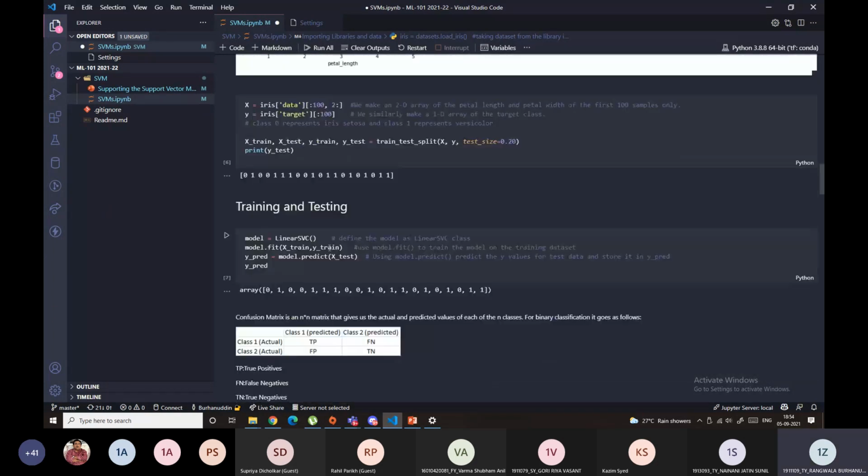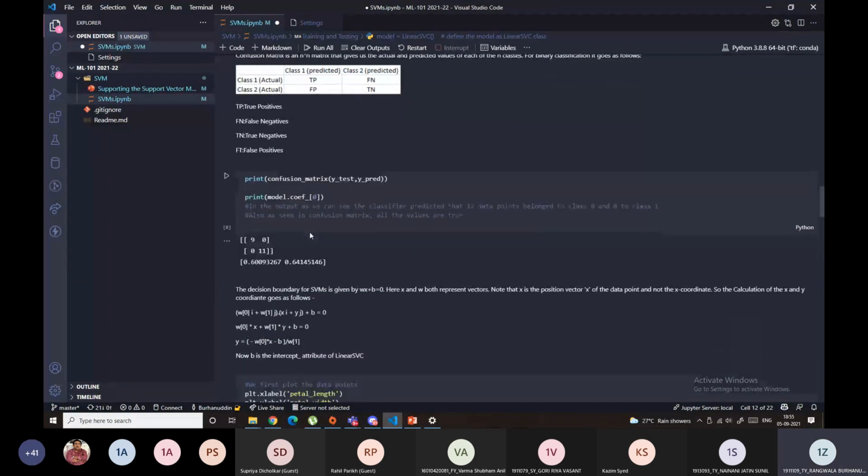So now we actually use a LinearSVC class because this data is linearly separable. One good thing about using the LinearSVC class is that instead of a quadratic time complexity, it actually has a linear time complexity. So if your data is just linear, this will work much faster.